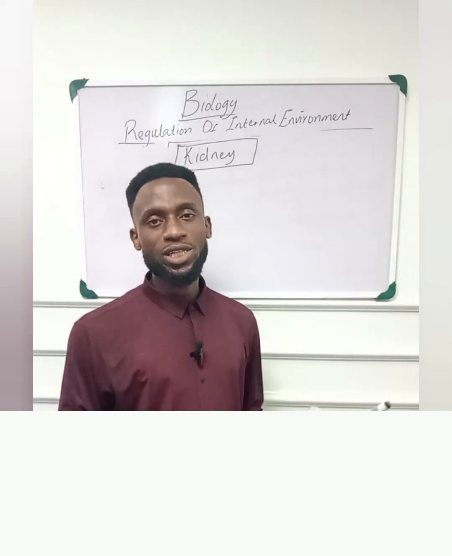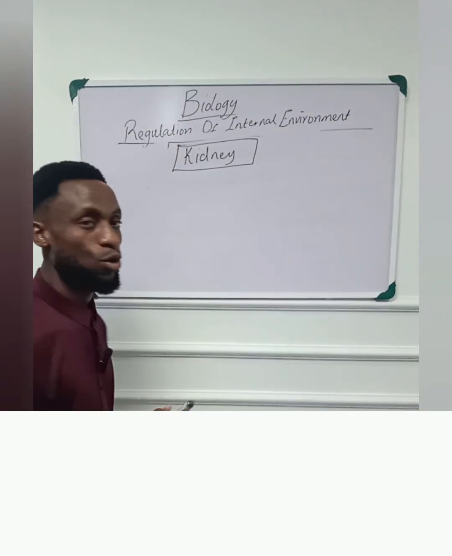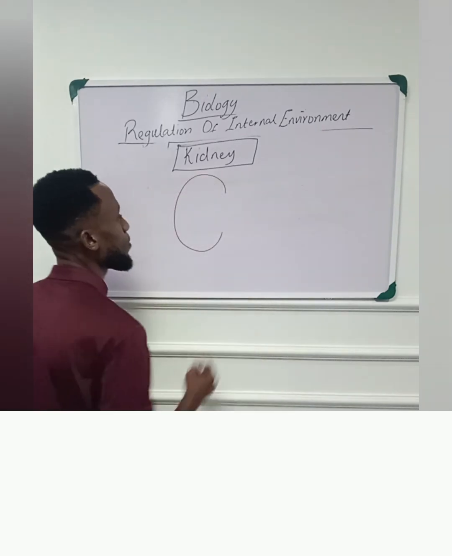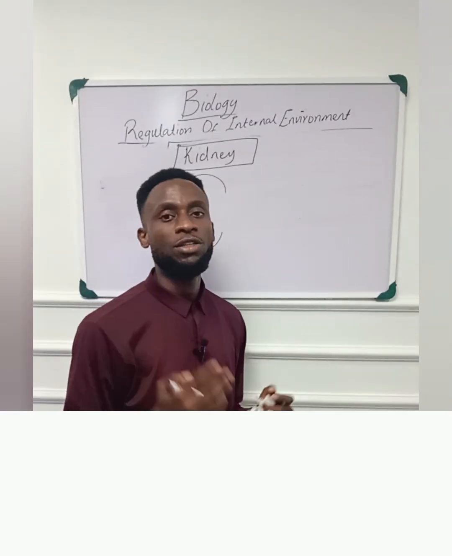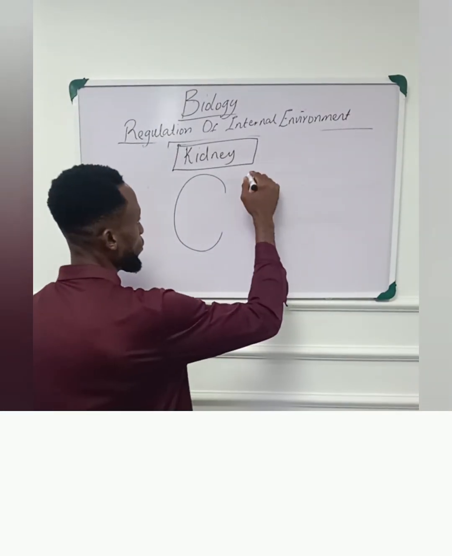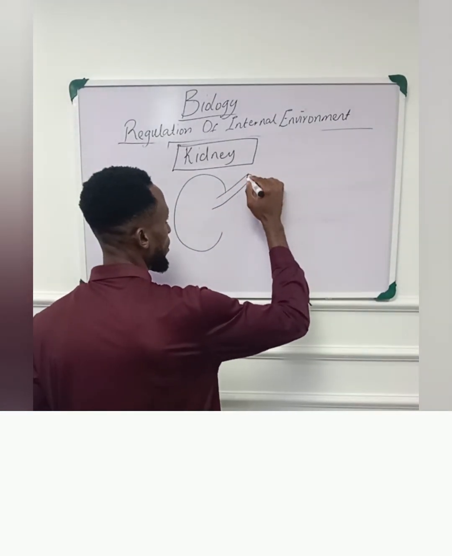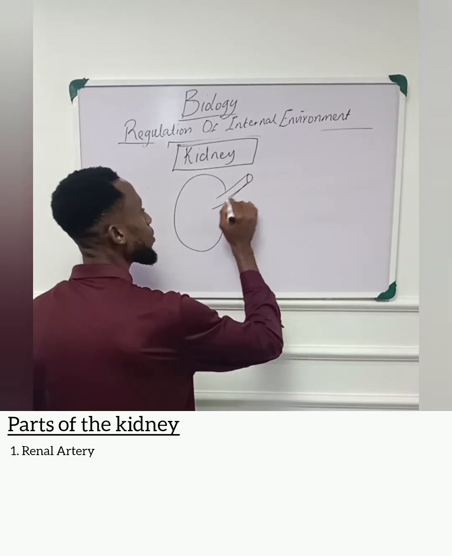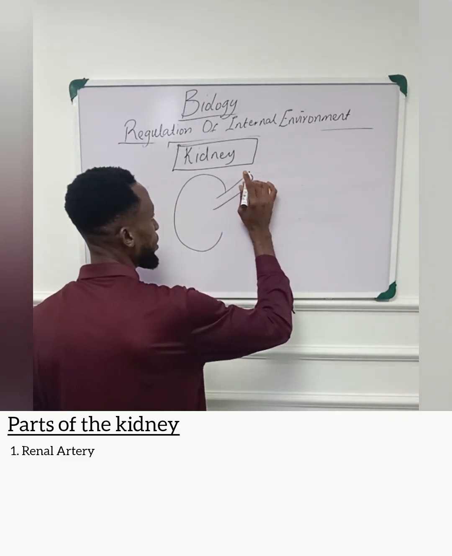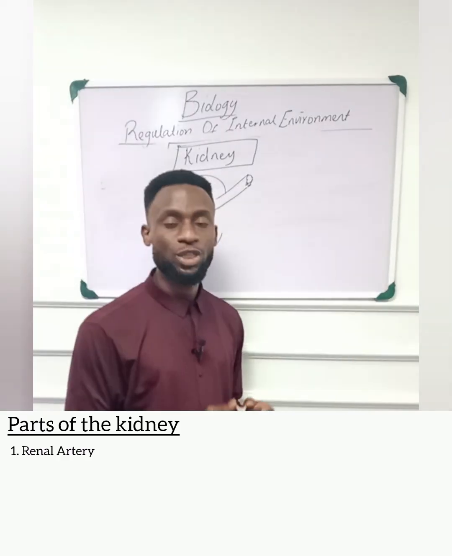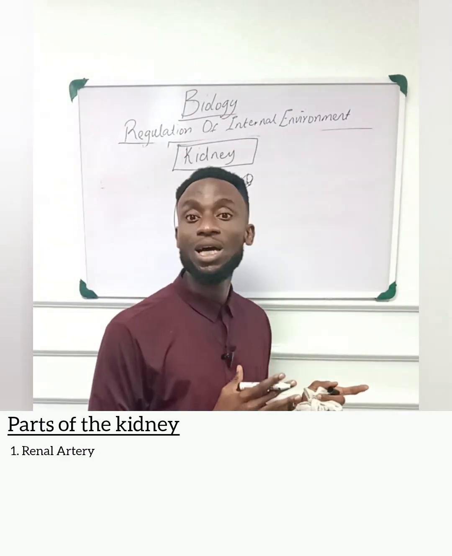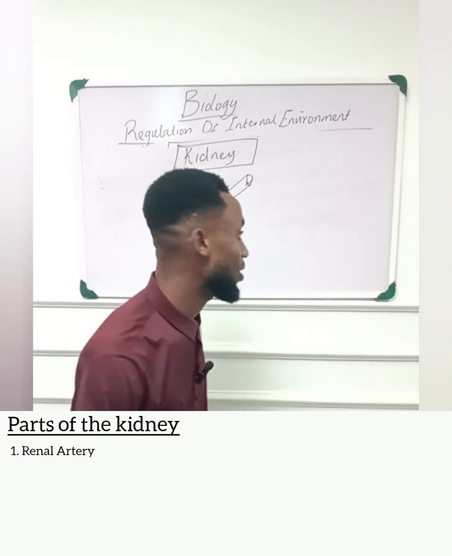Of course, we already know the kidney. If we are to draw the structure of the kidney, it looks like this. It has about 3 different vessels that lead in and out of the kidney. The first one is the renal artery. As the name suggests, the renal artery is the vessel which brings in oxygenated blood into the kidney. Not just oxygenated blood, but blood containing food materials and every other thing.